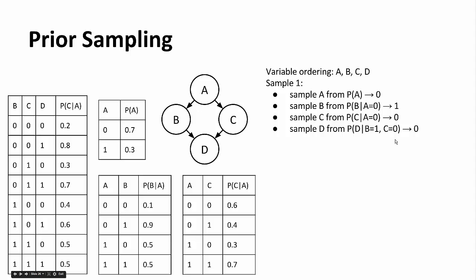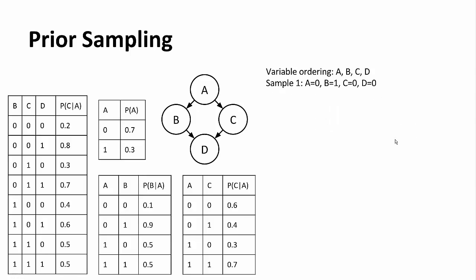Now all 4 of our variables are sampled, and we can return this sample: A equals 0, B equals 1, C equals 0, and D equals 0. If we continue this process a couple of times, we'll generate more samples. Say we generate these 3 samples. How do we go from this to estimating some probability table? Say we want to estimate the probability that A equals 0.